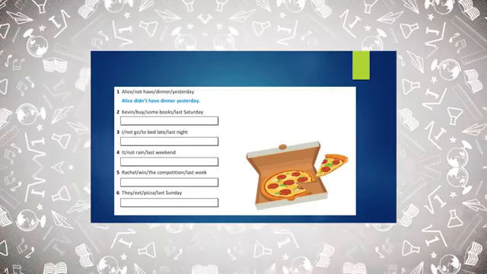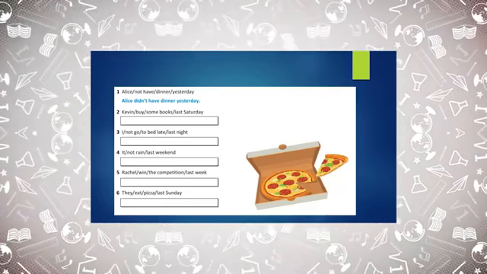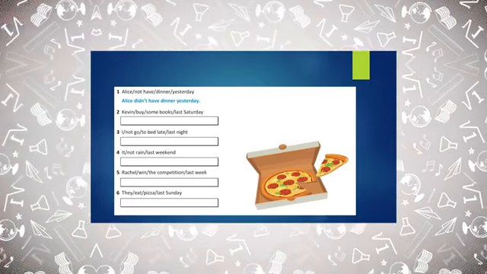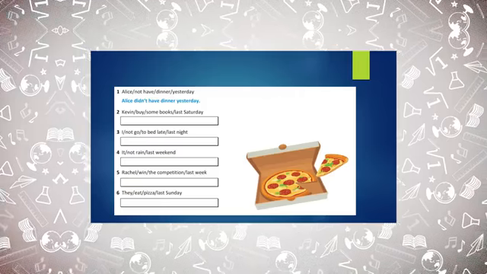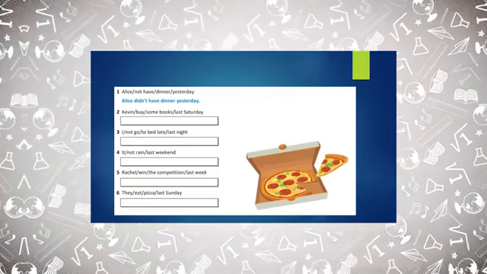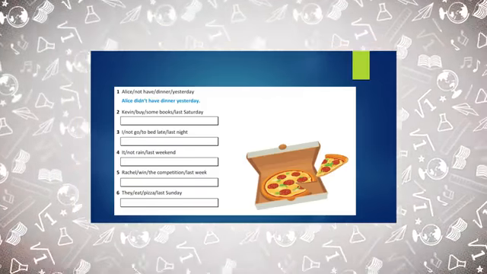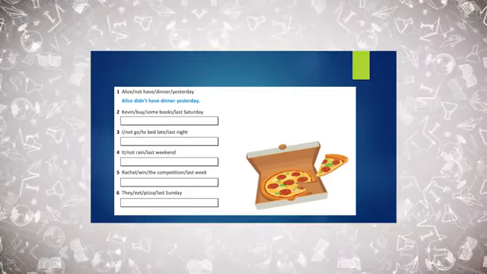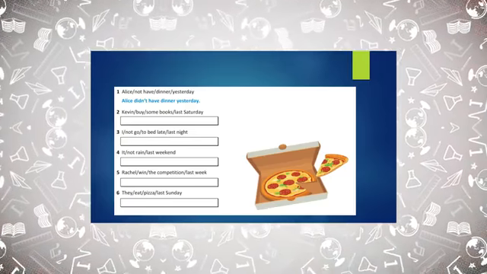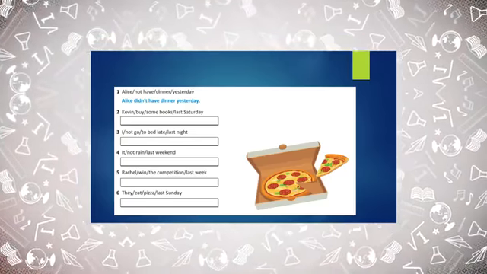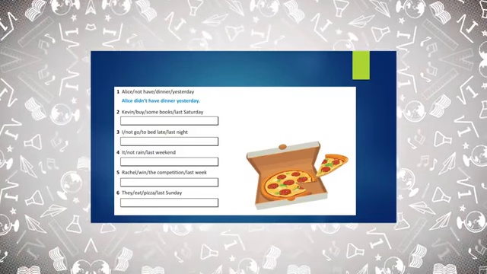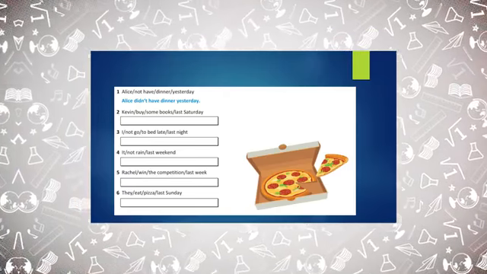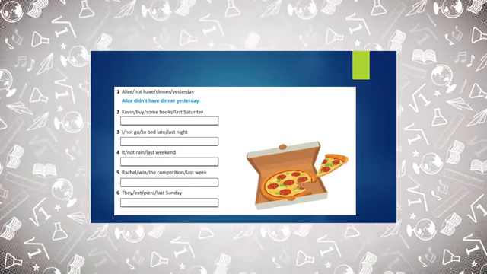Write the sentences using the correct form of the past simple. I'm going to write the words on the board, and you write down in your notebooks, and then we check. Okay? Let's agree. So the first sentence, Alice not have dinner yesterday. And the correct sentence is, Alice didn't have dinner yesterday. Let's go with the second example. Kevin buy some books last Saturday. Buy is irregular verb. The past simple for it is bought.